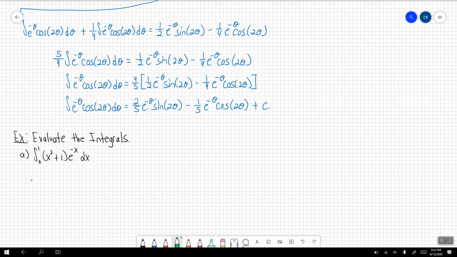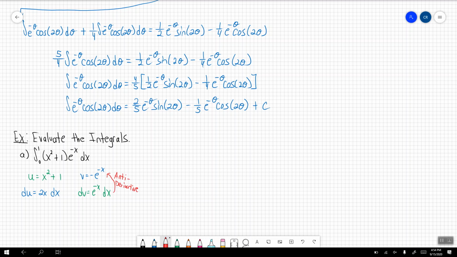Which means I need to make a u substitution. So I need a u, and that is going to be, let's say, x squared plus 1. Taking that differential, du is going to be 2x dx. Whatever's left over, which is my dv, is going to be e to the negative x dx. Finding the antiderivative here will be negative e to the negative x. Again, here is my antiderivative.